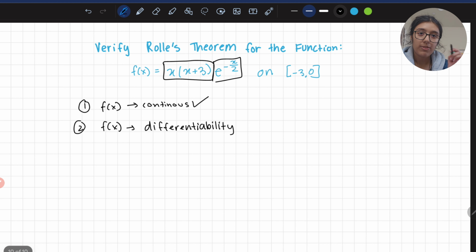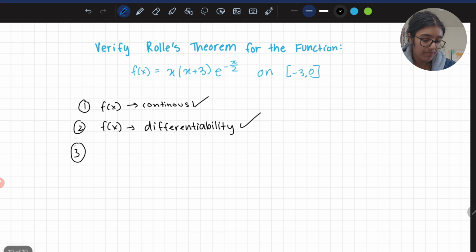And as a result, if you multiply two differentiable functions, the resulting function will also be differentiable. And our resulting function is this function right here. So that's differentiable. Now our last item on the list to check off is if f of -3 is equal to f of 0. And let's do that right now.